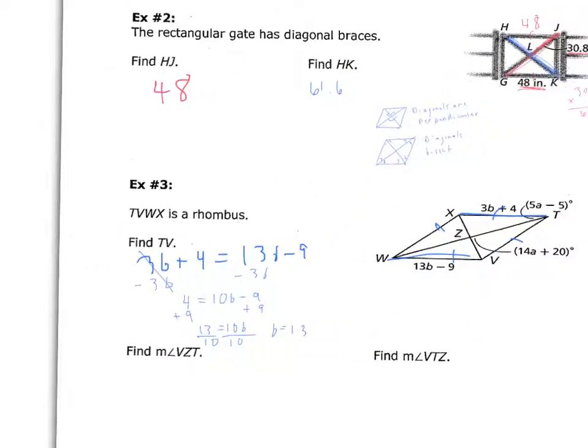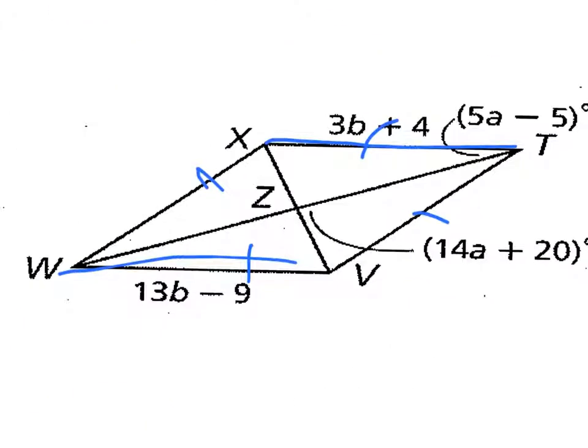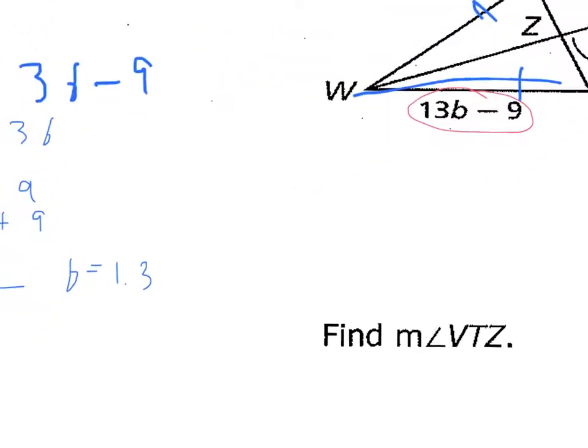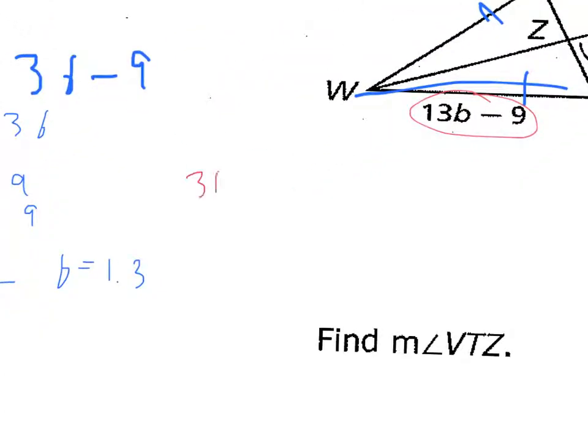Okay, so since we want to find TV, we've got to go ahead and plug back in. Now, we aren't given a value for TV to plug into, but we know that all of the sides are congruent, so we could either plug in here or here, it doesn't matter. And I'm going to plug into 3b plus 4. Okay, so we have 3b plus 4, and we can plug that in with our b.